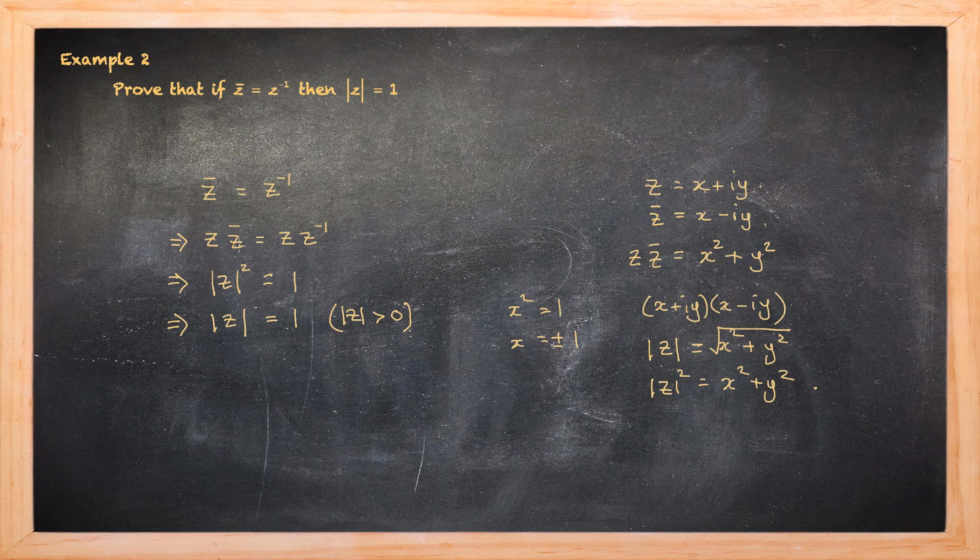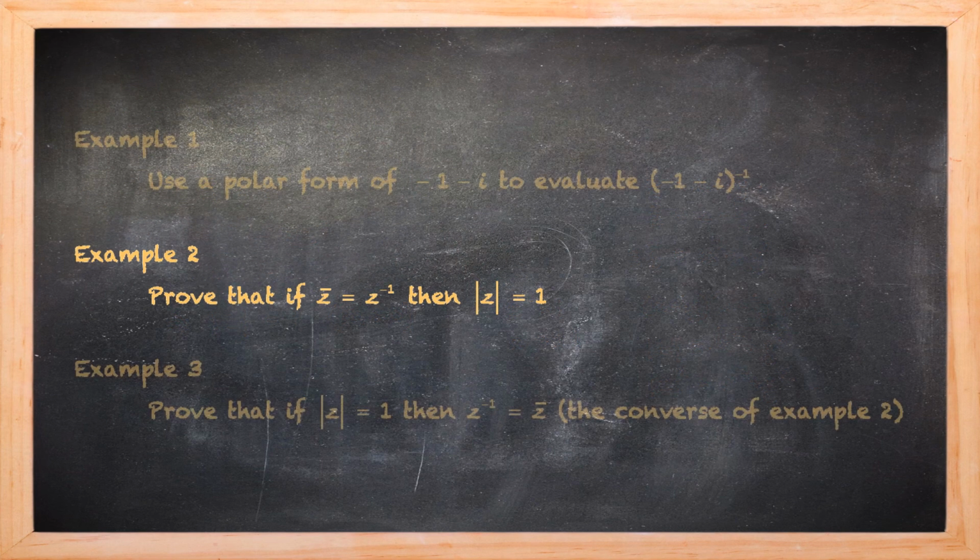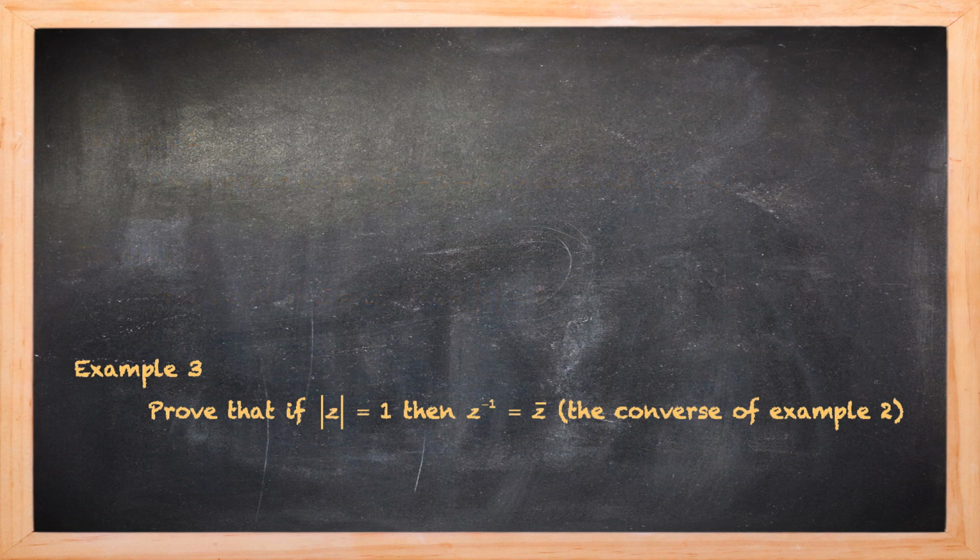So we've done it. We've started with this fact that we were given and derived the fact that the modulus of z must be equal to 1. So we have one final example to do, example 3. So let's finally tackle the solution to that example.